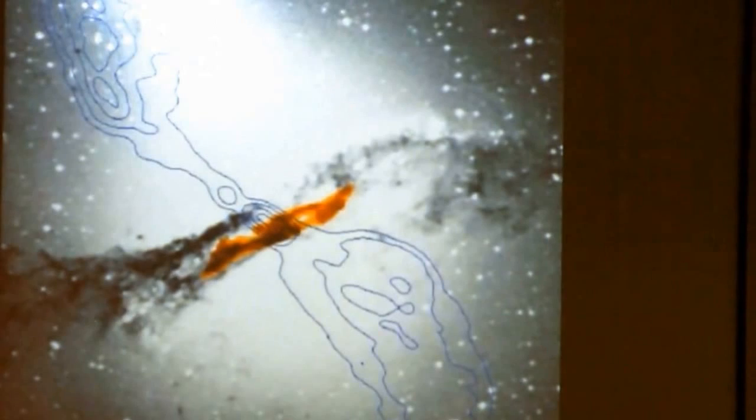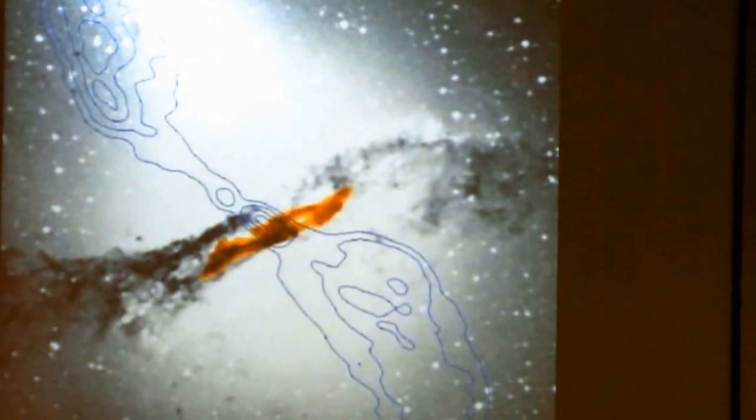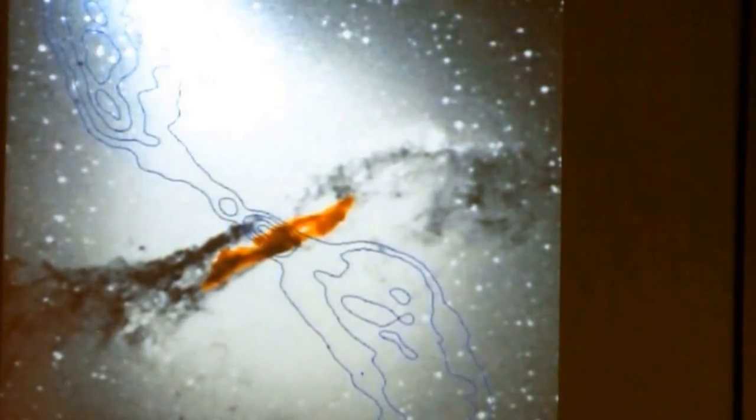Look at the scale of these jets. They're bigger than the whole galaxy. So that's what happens if you have a billion solar mass black hole. The expulsion of material can be not just in the center of the galaxy, but completely out of the galaxy itself. So the contours of the radio. Powerful, powerful process. And you would totally miss it just by looking at the optical.